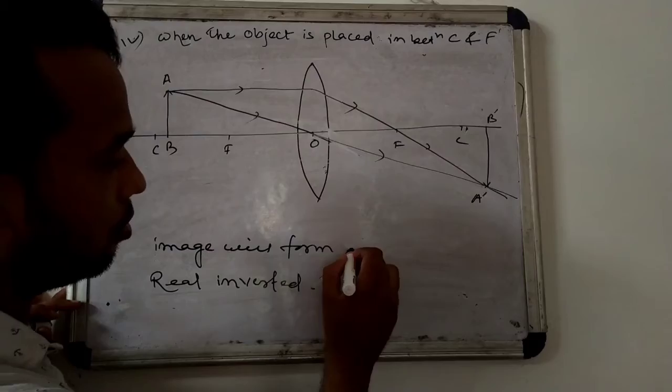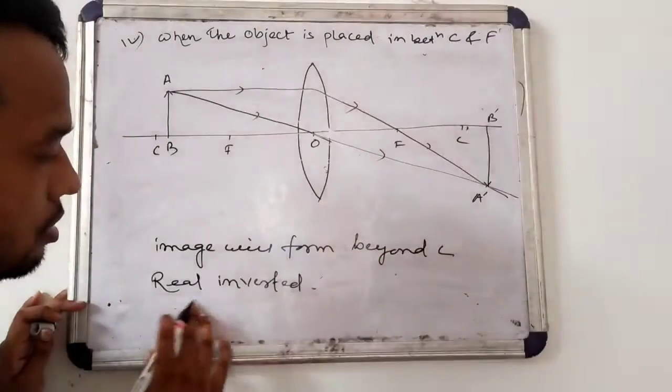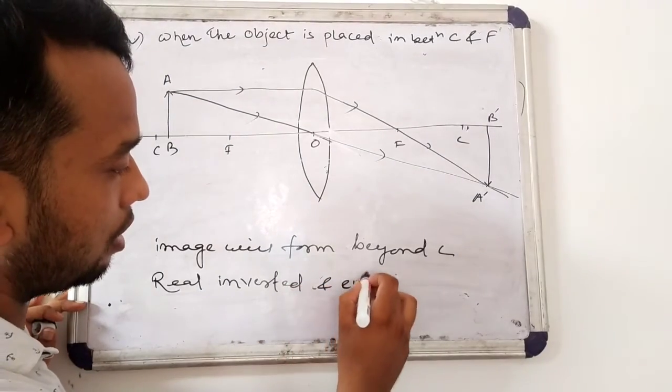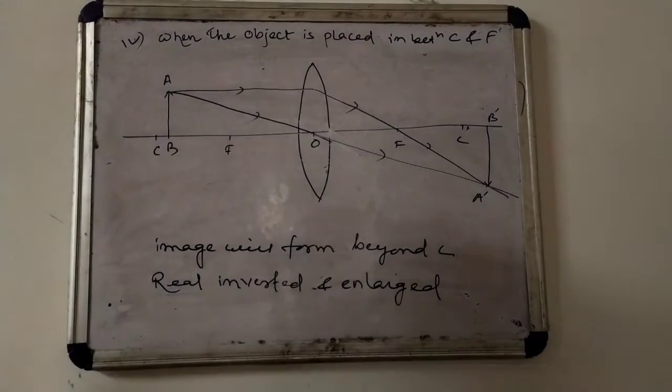So image will form beyond C, and this is real, inverted and enlarged. Enlarged means size of the image will be greater than size of the object.